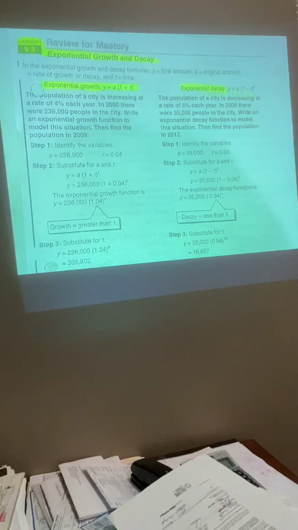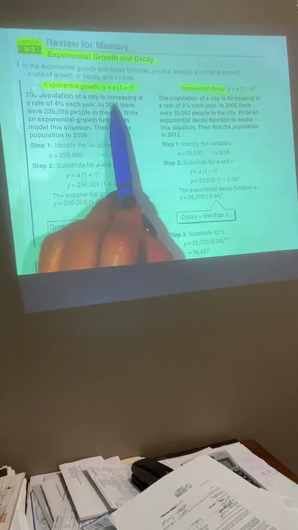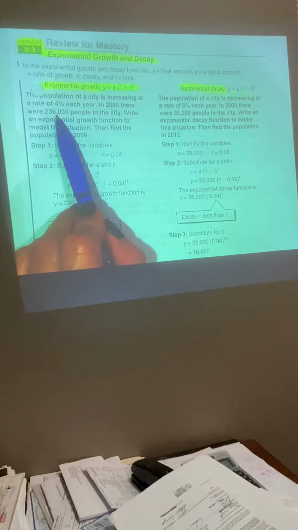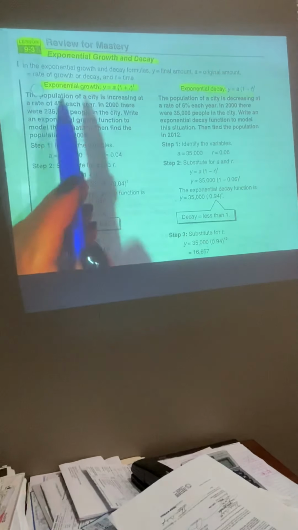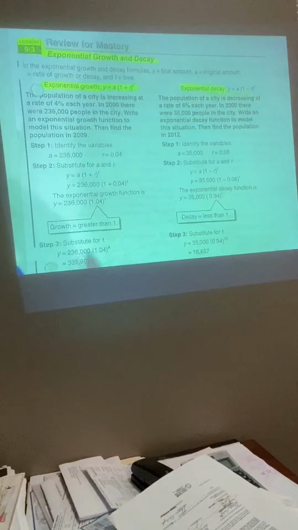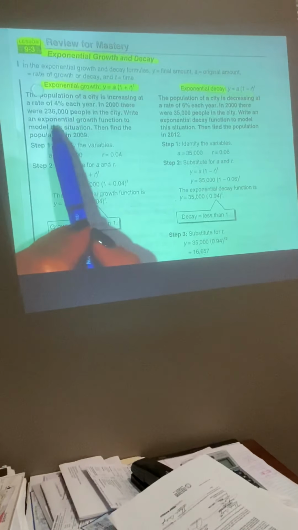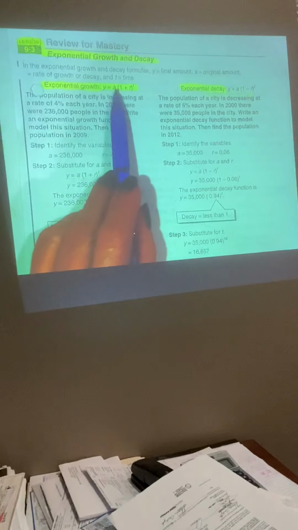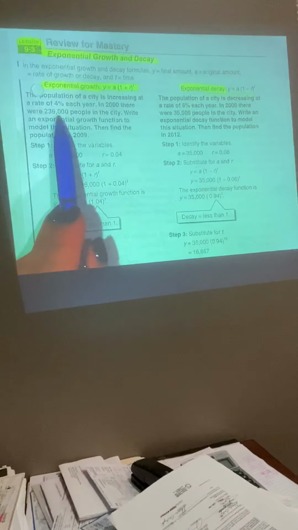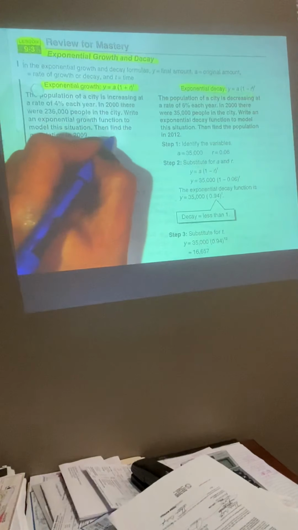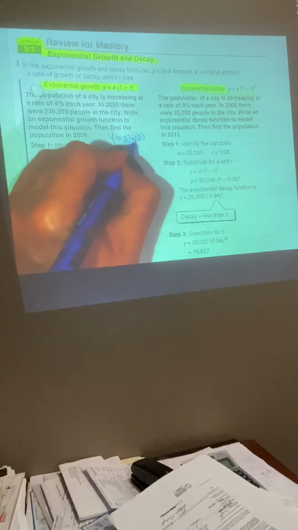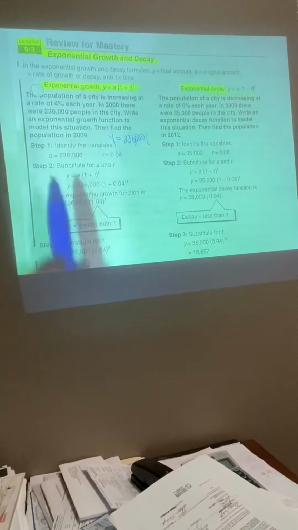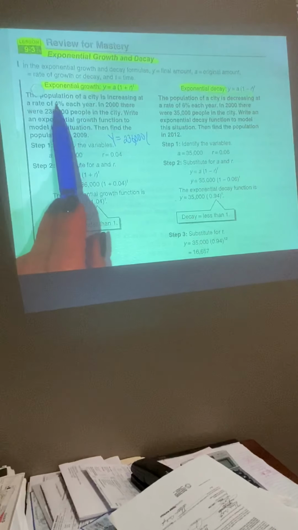The population in a city is increasing at a rate of 4%. In 2000, there were 236,000 people in the city. Write an exponential growth function to model this situation, then find the population. Well, here's what we know. We're trying to find our answer, which is y. And we're trying to first write a model. So a is the amount. What's the amount here? 236,000 times the rate. The rate is 4%.